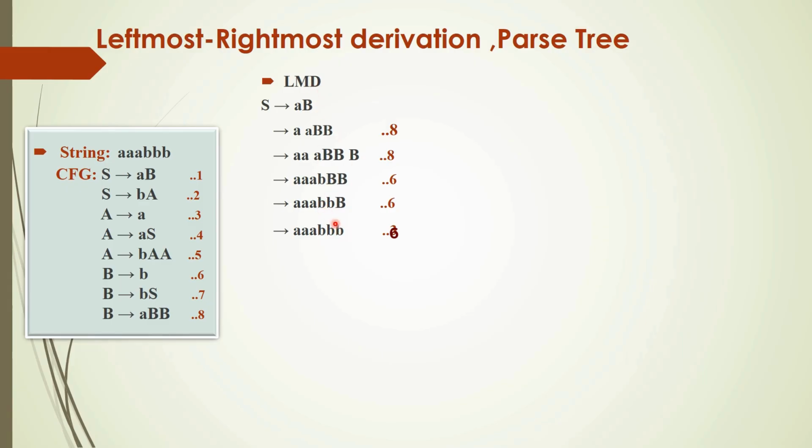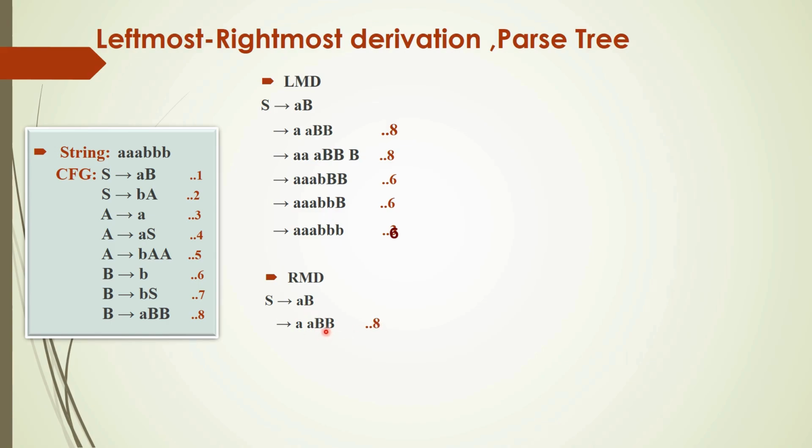Now let's start with the rightmost derivation. We use the same production rule as in the previous one, the LMD, because our string starts with a, so the same rule is applied over here. Now we have to substitute our rightmost variable. Here there is only a single variable B, so we have to substitute this B with something that is able to generate this string. So let's substitute this B with the same production rule we used before, which is number 8. After using the 8th production rule, this B is substituted as aBB.